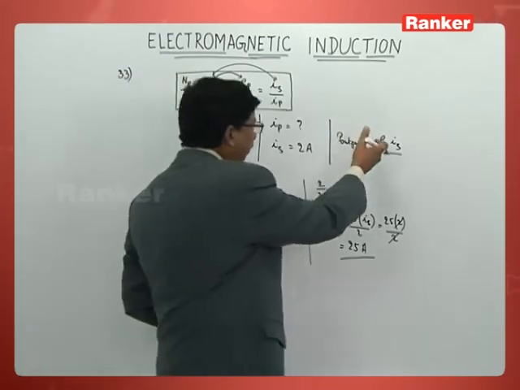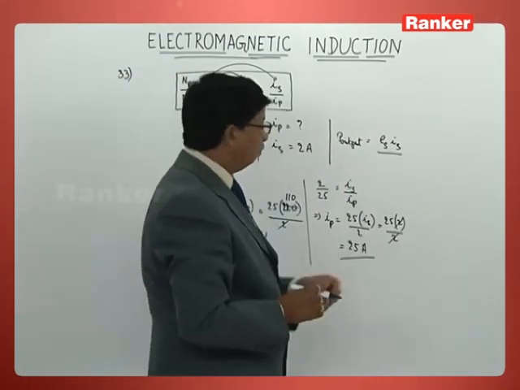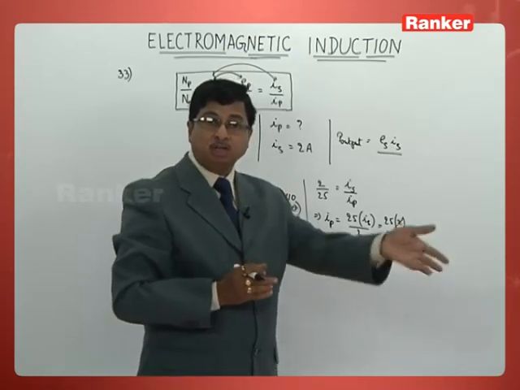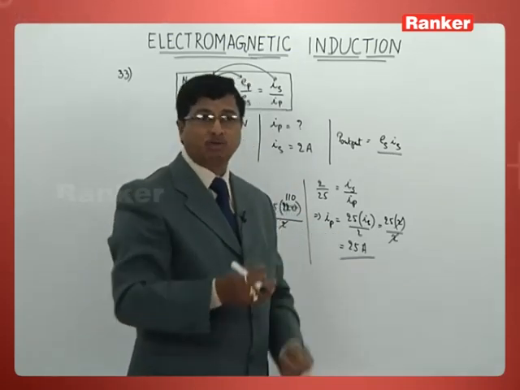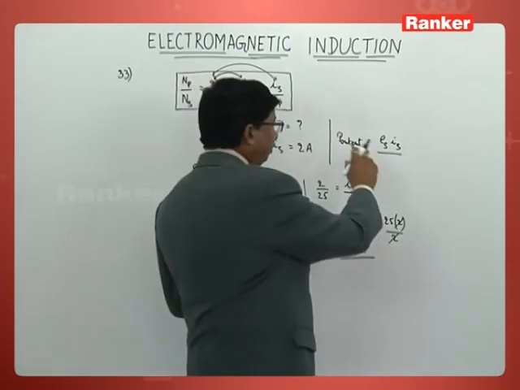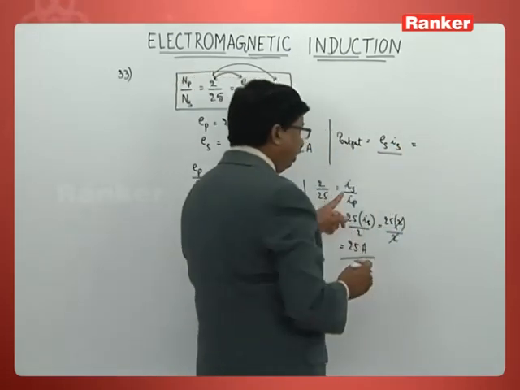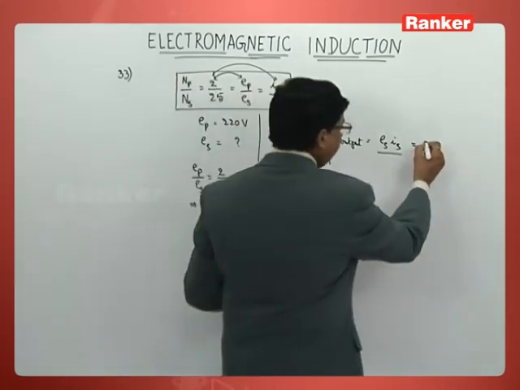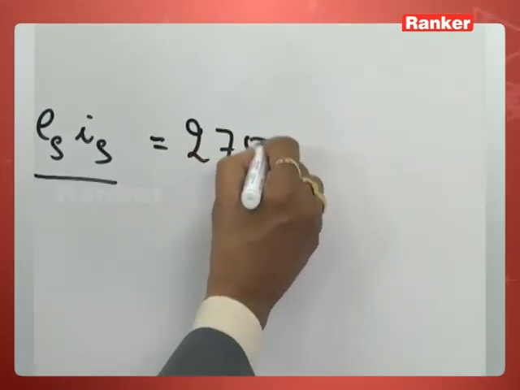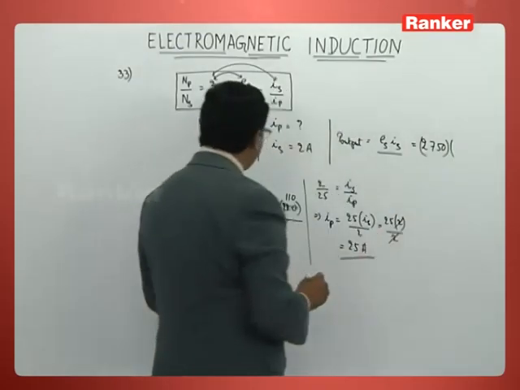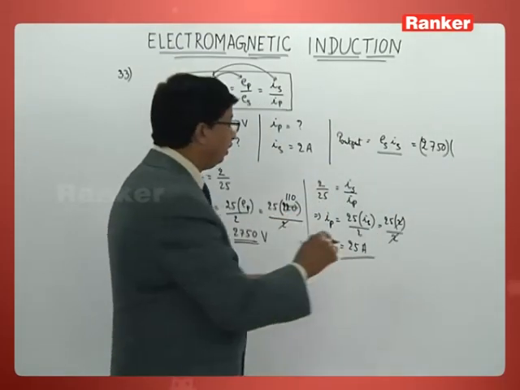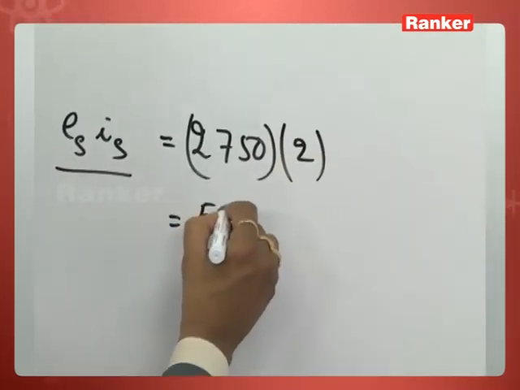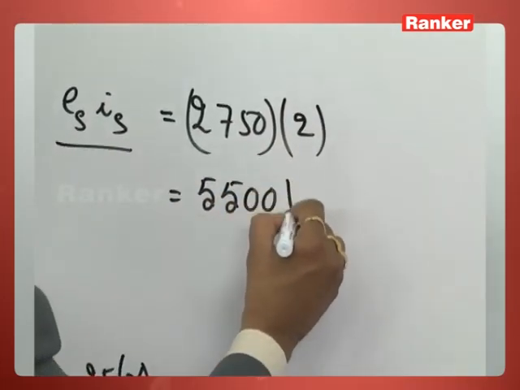What is the third one he is asking you to calculate? What is output power? Power delivered. Delivered means what has been given out. So output power, when you take E secondary into I secondary. What is E secondary we have got? It is 2750 volt. And what is I secondary already has been given, that is going to be 2. So you will be getting 5500 watt.